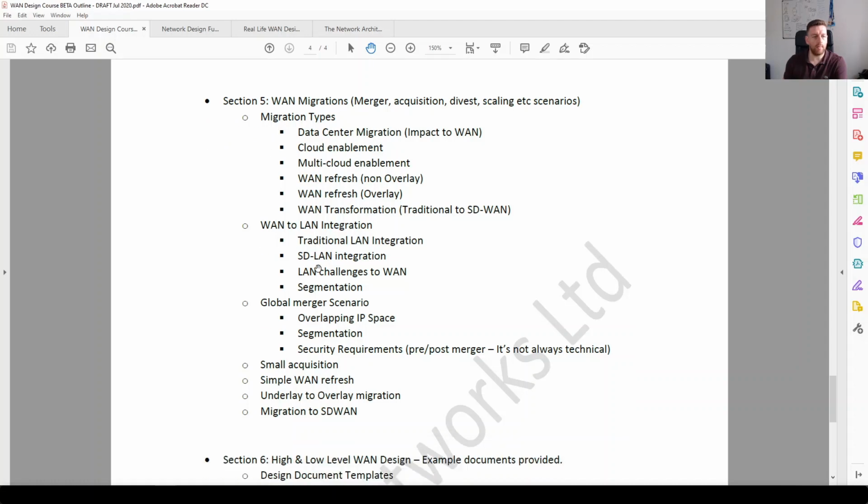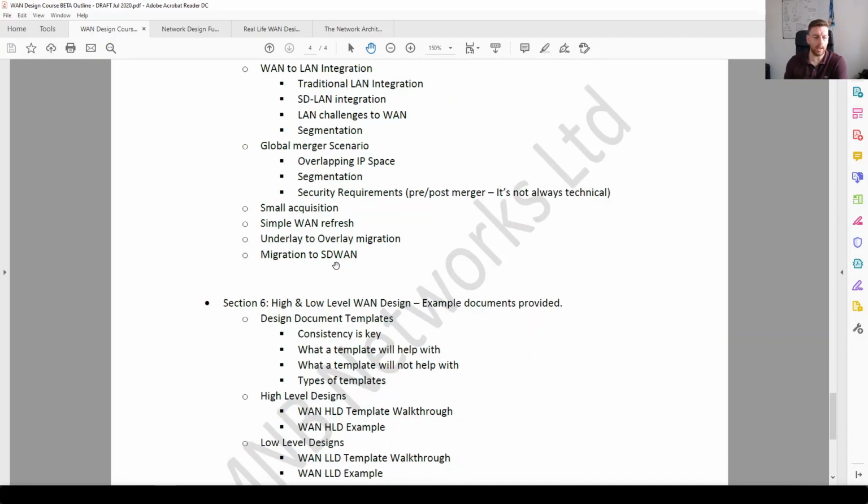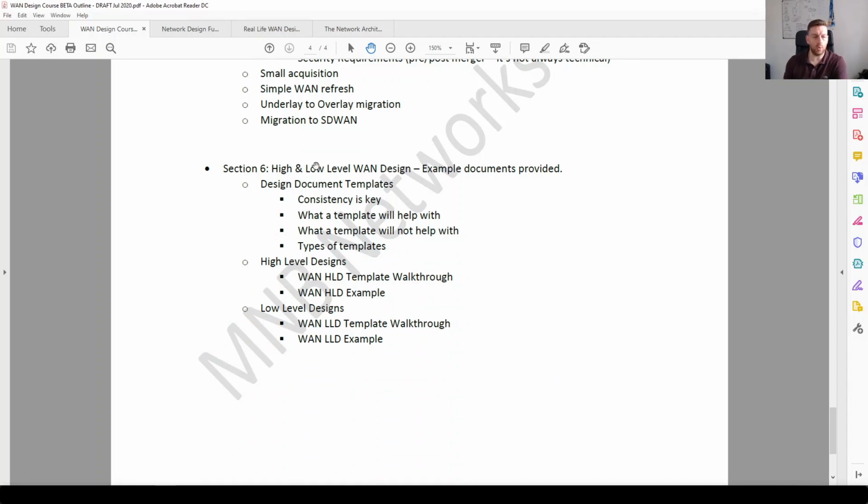WAN migrations can vary from a very simple cable cut over to a very complex global scenario. So you can see there the detailed points. We're going to cover quite a lot in that section. And then finally, section 6, we will have some high and low level design examples, which we will provide to every student, and hopefully with what you've learned on the course, you will be able to utilise them in your own environment, in your own projects, and tailor them to your own specific requirements.